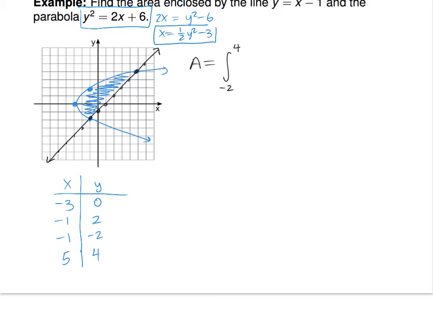And then you need to do rightmost minus leftmost. Who is the rightmost curve? The line. But what do you have to do to plug it in? Solve for x. Yep, solve for x. x equals y plus 1. That would put dy. Exactly. You put dy. And the idea is you kind of did these sideways box things. So instead of it being change in x, it was change in y.